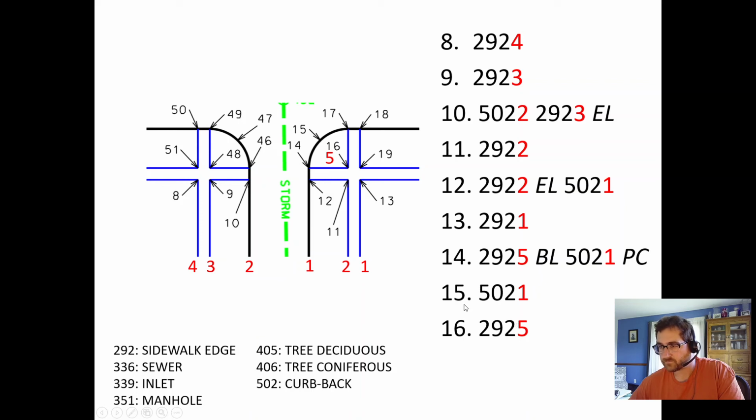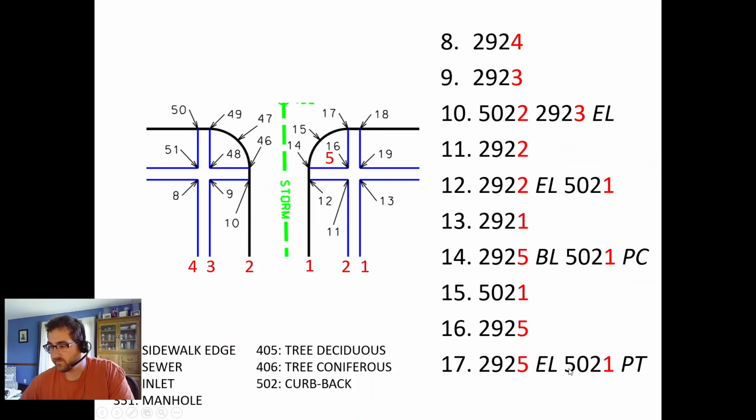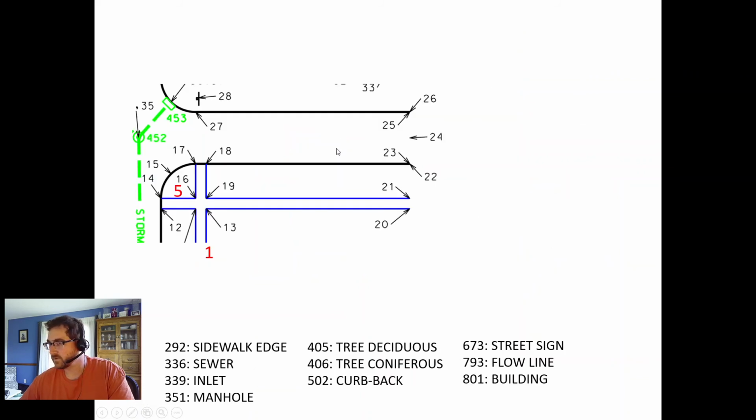16 is going to continue my fifth sidewalk line, okay? And then 17 is going to continue the fifth sidewalk line. It's actually going to end that sidewalk line. And if I move this over, I've got 502, which is my curb. It's my first curb line. And this is going to be the end of that sidewalk right here. And then just continuing as we go across.